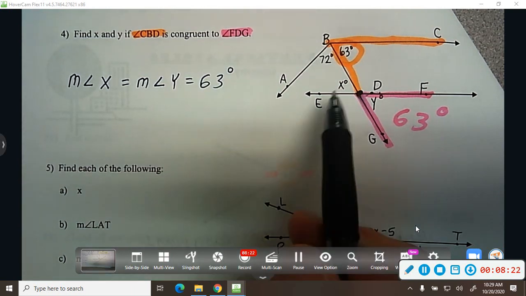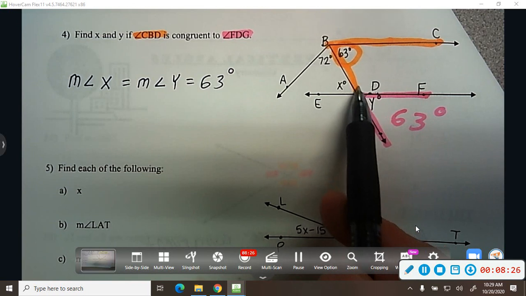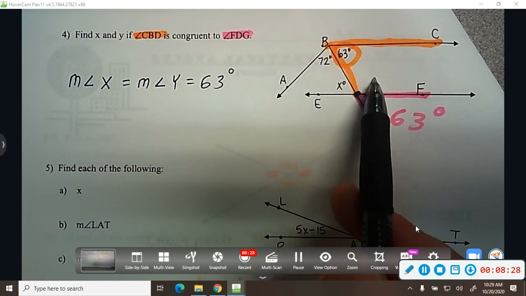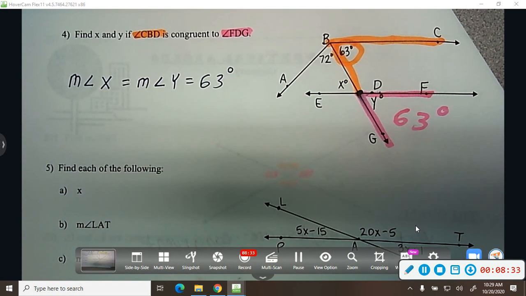We did not even need to know the 72. If they wanted me to find this angle, I just take 180 minus 63, which is the same both sides. So this figure looked way more difficult than what it really was.